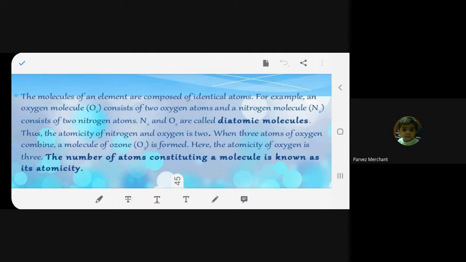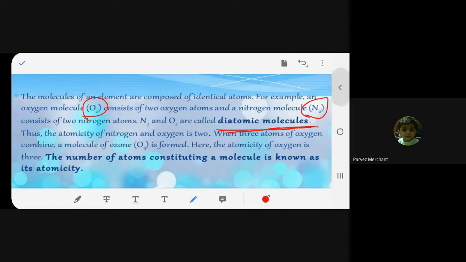For example, let's take the example of oxygen, nitrogen. How many atoms make oxygen and nitrogen? Two atoms, right, beta? So there are two nitrogen atoms and two oxygen atoms. So what does it become? Diatomic molecule. One molecule of oxygen has two atoms of oxygen, so it is diatomic. One molecule of nitrogen has two atoms of nitrogen, again a diatomic molecule. So the atomicity of nitrogen and oxygen is how much? Two. All of you understood?